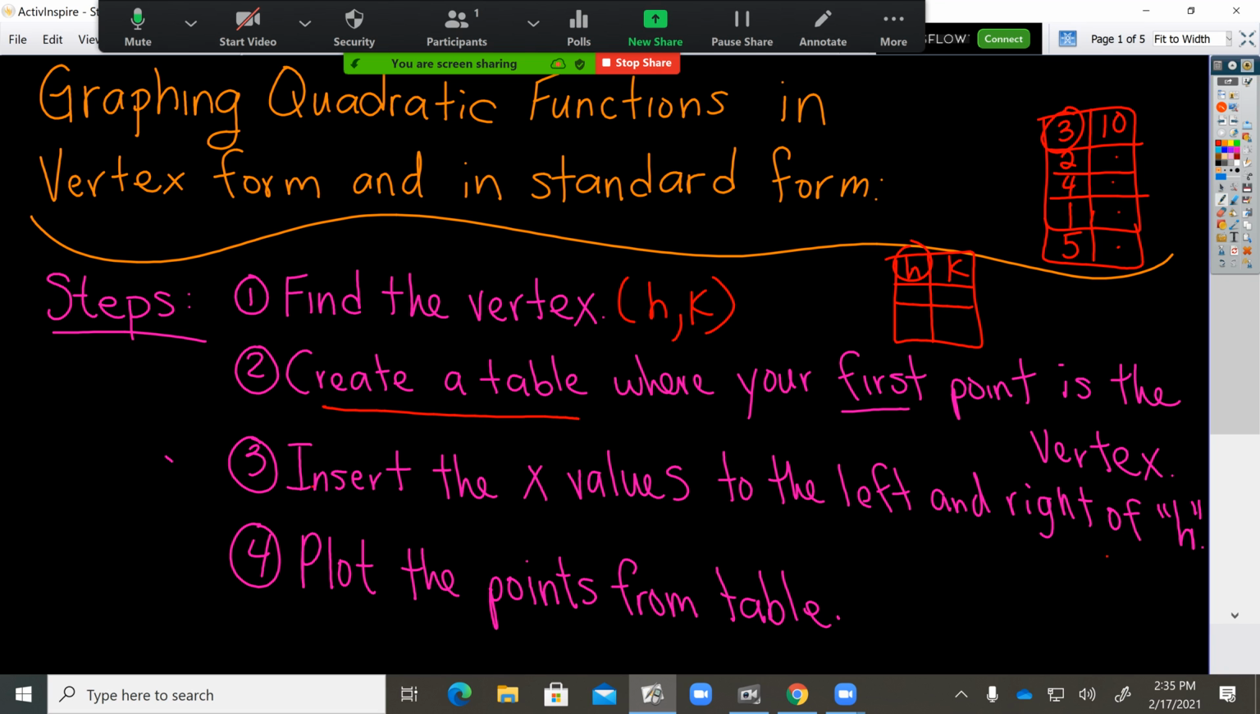Now, there's a reason why I make you put these exact numbers in there, the ones next to your vertex. Because if you pick the ones next to the vertex, it will give you the U shape that you're looking for when you graph. Once you're done with the whole table, you plot your points and it will give you a parabola on a graph. So copy it down. I'll give you a minute. I'll go to the next page and show you an example.